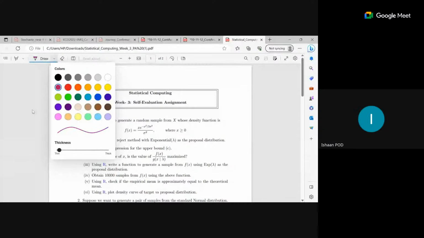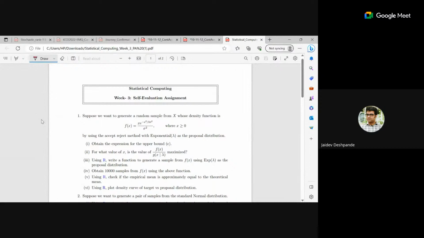Actually, that reminds me of a slightly deviating question. All of these derivations are not required in the assignments, right? Like if I want to find the maximum or optimum value of something, I'll take the derivative, set it to zero and then solve. All of that is not required. It's okay if we just come up with the expression somewhere, right? Yeah.